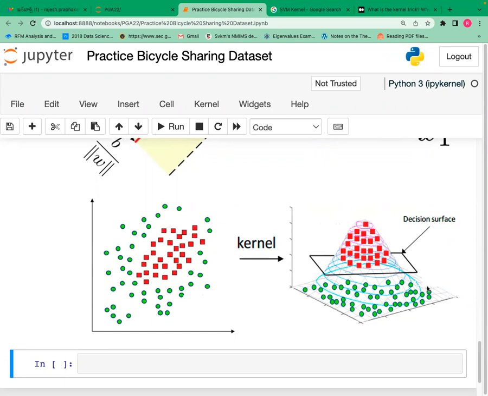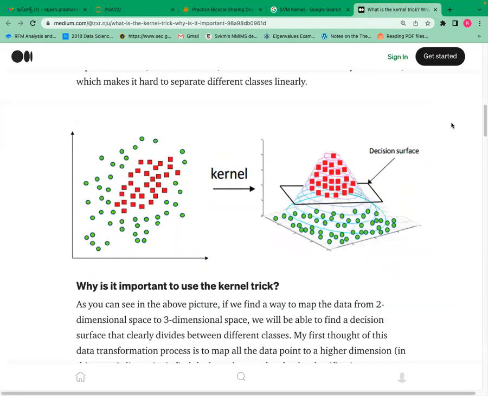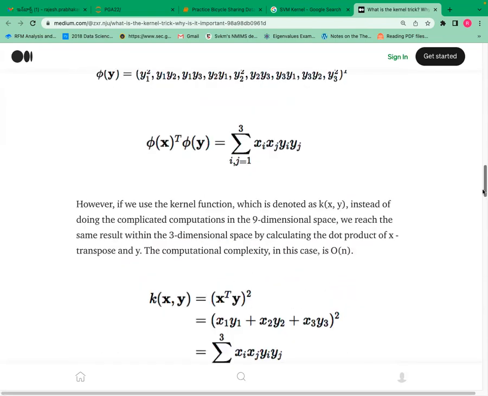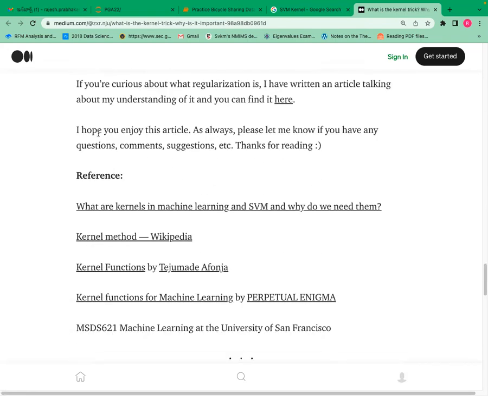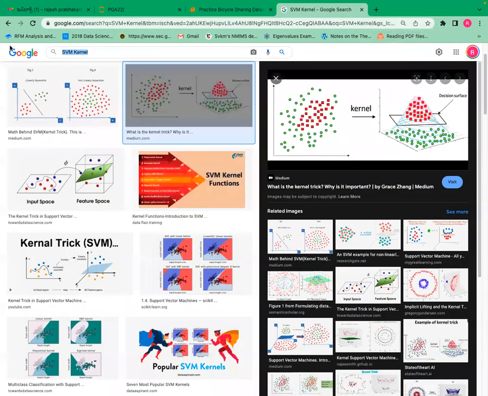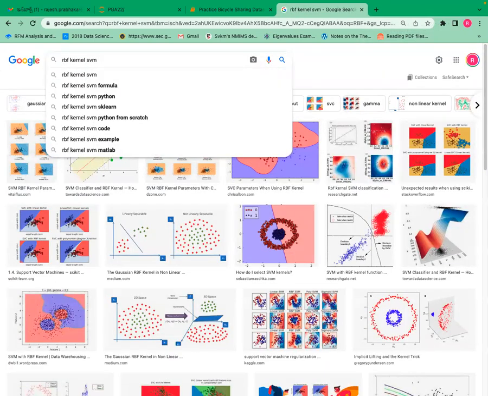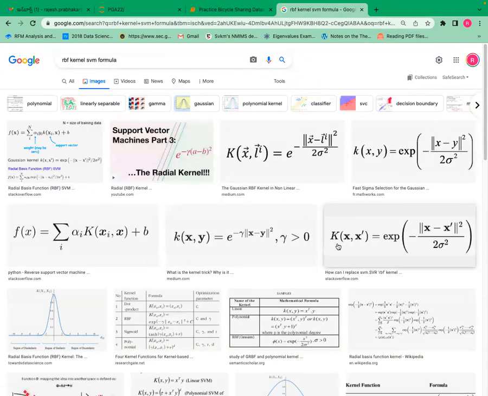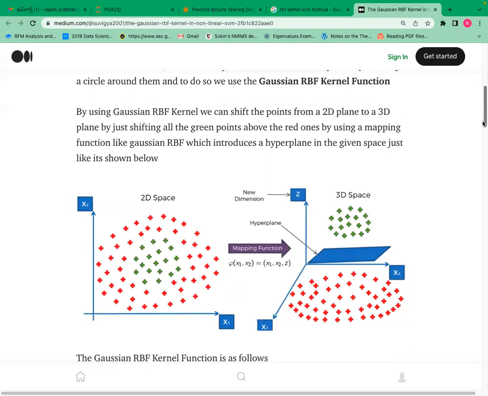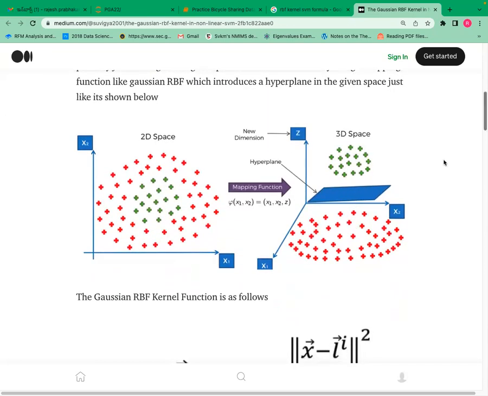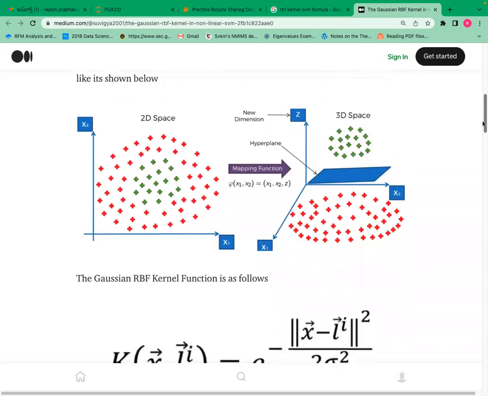The most popular kernel which is used is the radial basis function, or RBF. One of the most popular is the RBF kernel, which is the default kernel in Python and other libraries. So the kernel will transform it into a 3D hyperspace like this.